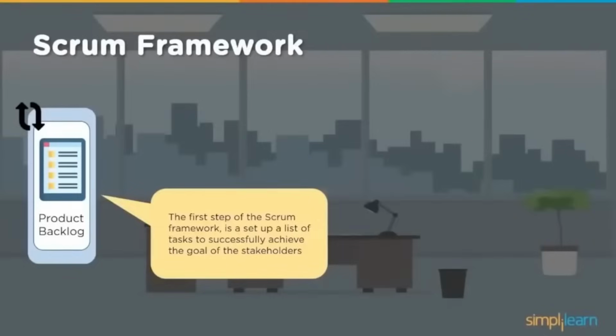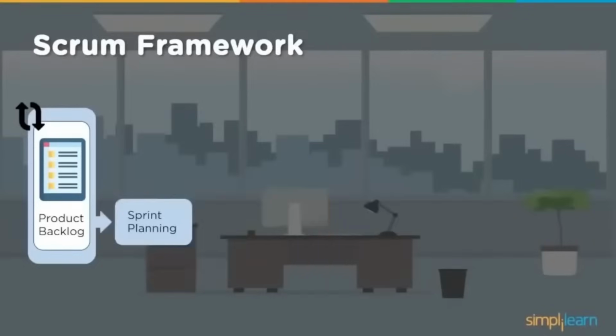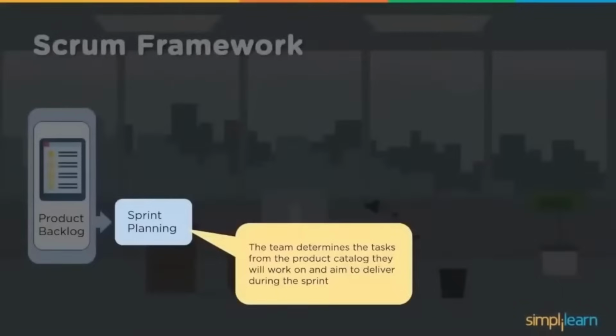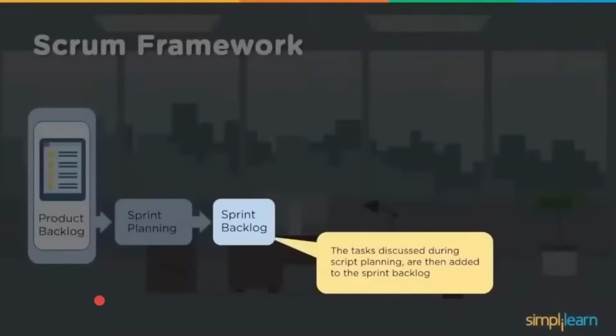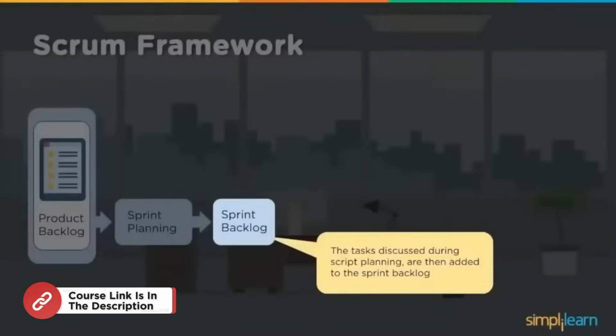We discussed that while discussing the product backlog. Further, in sprint planning, the team determines the tasks from the product backlog they will work on and aim to deliver during the sprint. Now this is negotiated, understood, agreed, and then moves towards the sprint to get delivered. Then the sprint backlog holds the tasks discussed during sprint planning, the previous step, and added to the sprint backlog.